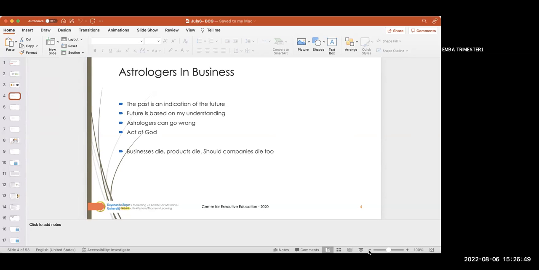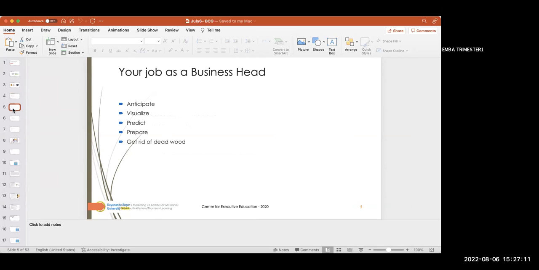But in reality, business is like a human being. Businesses die, products die, companies die too. Unless and until companies are constantly agile, they will die. Now let's look at what we mean by business astrology.